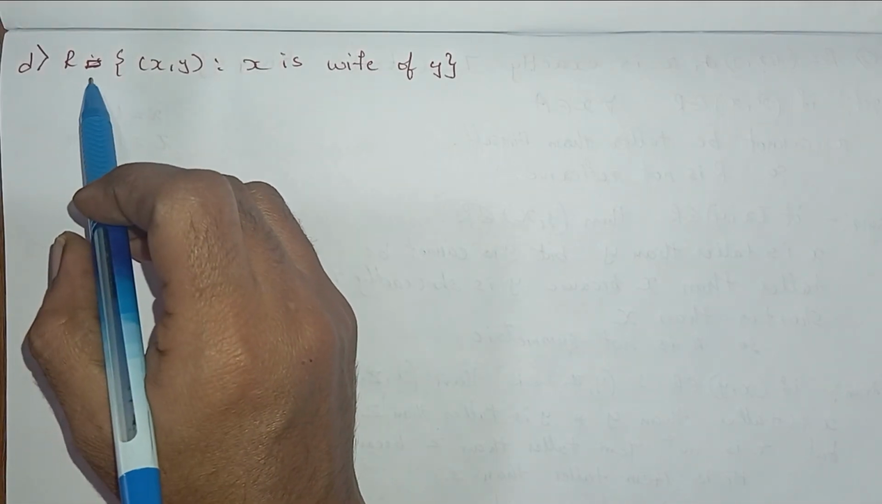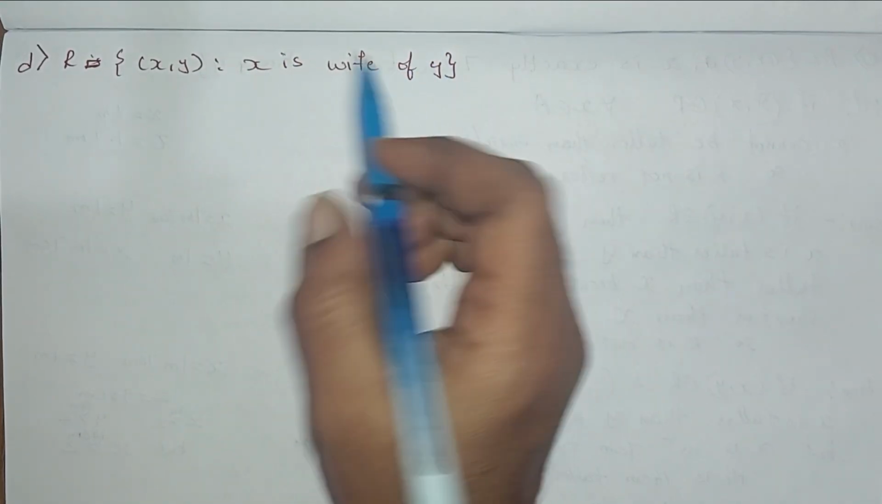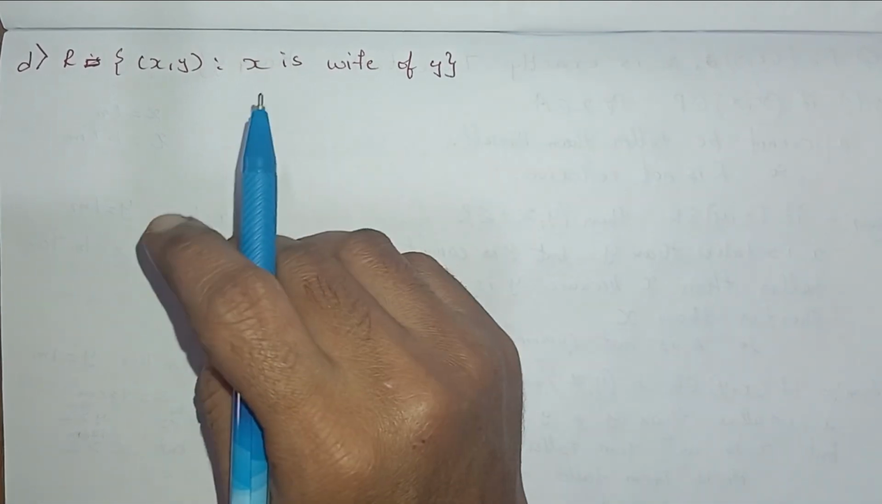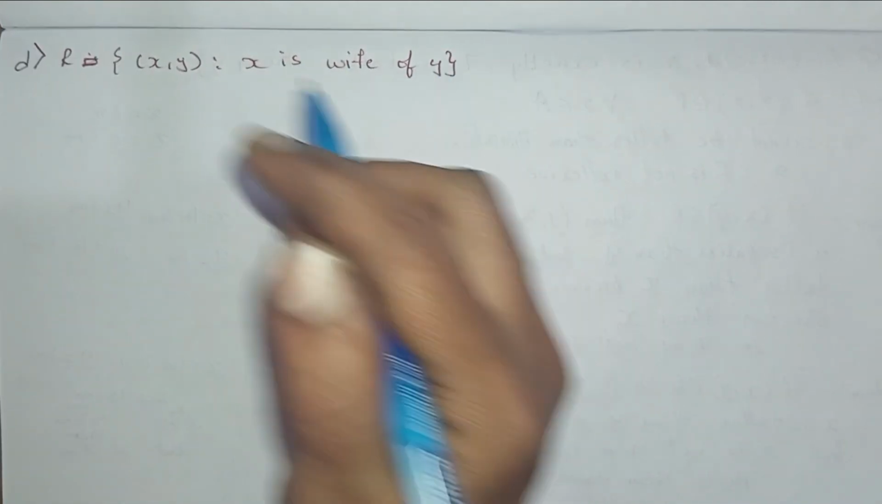Now the D question: R is equal to {(x, y) such that x is a wife of y}. So here they have given that x is a wife of y. We have to check for reflexive, symmetric and transitive. First we will check for reflexive.